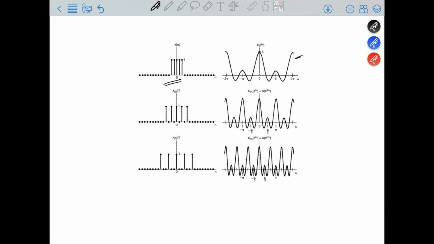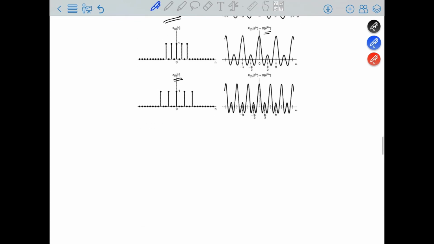Now you can see that the frequency domain has X of e raised to the power j 2 omega, and it looks like the frequency domain is shrunk. Similarly, as the factor increases, there will be more shrinking in the frequency domain. This signifies the inverse relationship between the time and frequency domains. Expansion in one domain corresponds to shrinking in the other domain, and vice versa. So this is the property of time expansion.